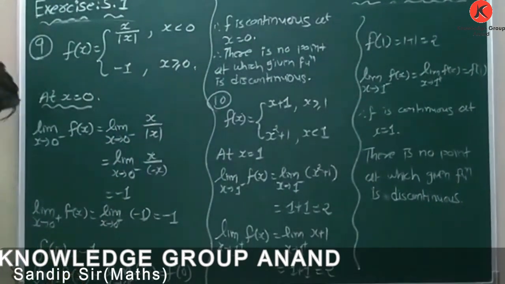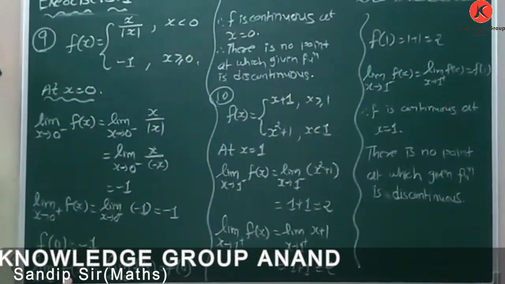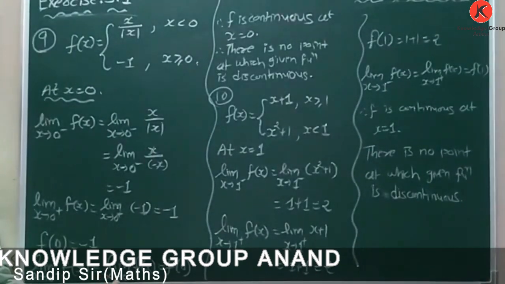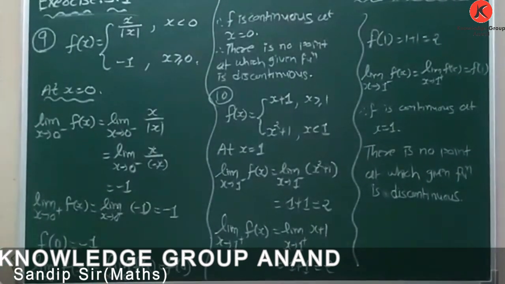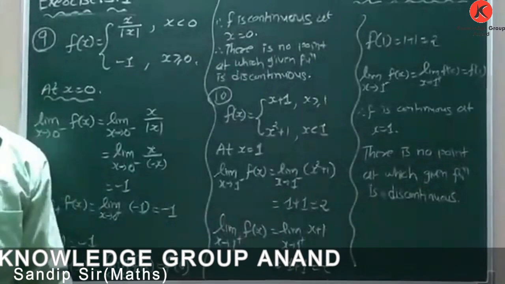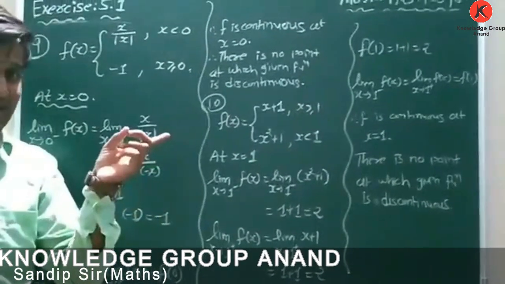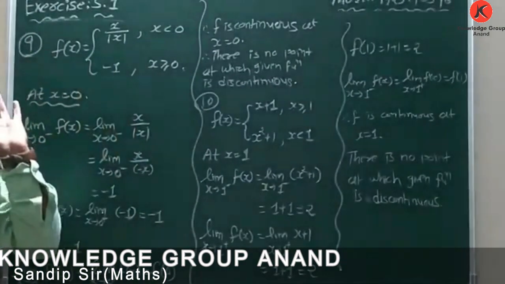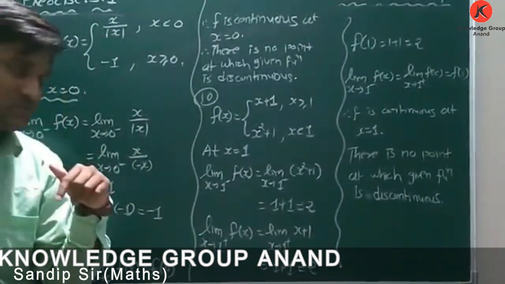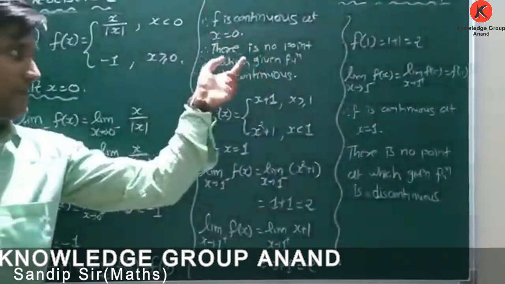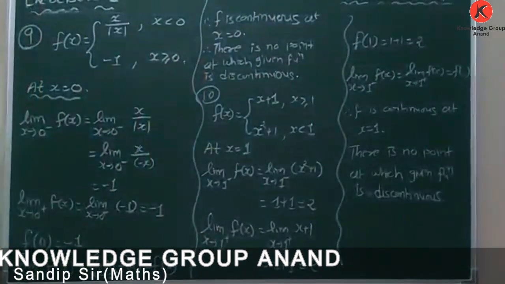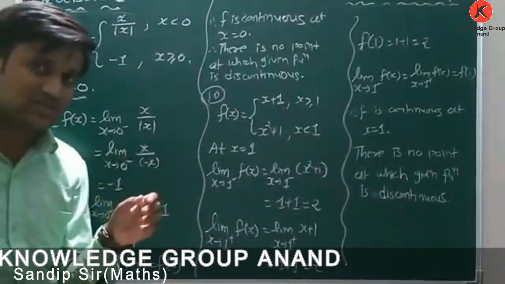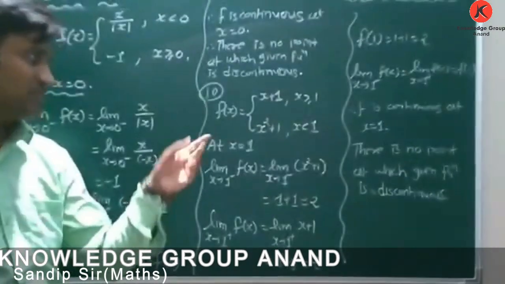Okay, so limit x tends to 0 minus f of x is equal to limit x tends to 0 plus f of x is equal to f of 0, so f is continuous at x is equal to 0. That means it is continuous at x equal to 0, greater than 0 and less than 0. For all values the given function is continuous. That means there is no point at which the given function is discontinuous.